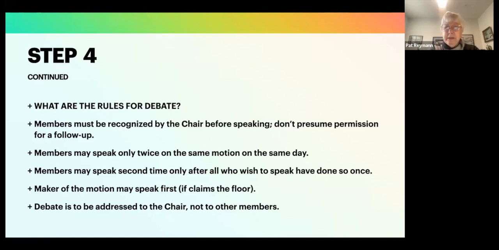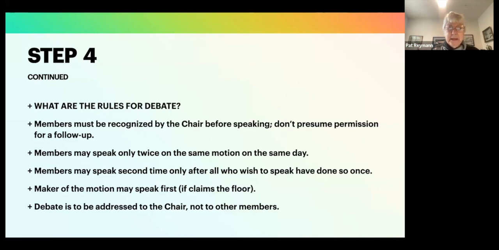Now, on the same day is significant because there may come a time when you're in the middle of debate and somebody wants to postpone the motion to the next meeting. And that's perfectly fine. And we'll talk more about that next time. If that happens and you have spoken twice today on this motion, you may speak again twice next time on that same motion because it's a different day. So that's the significance of on the same day.